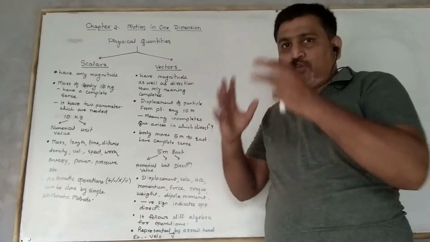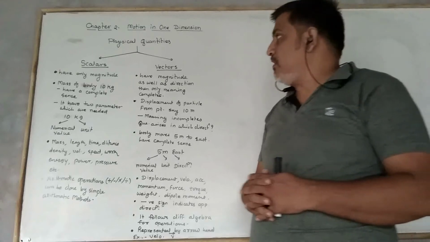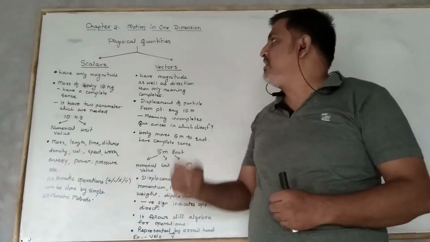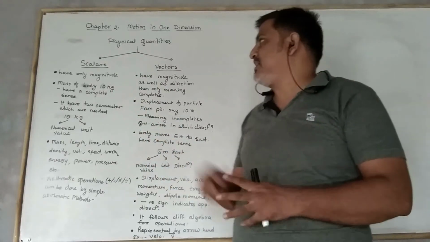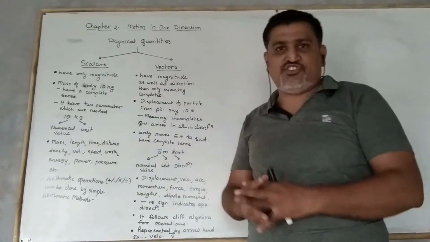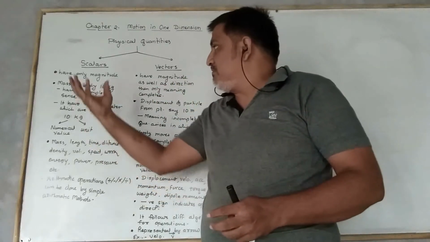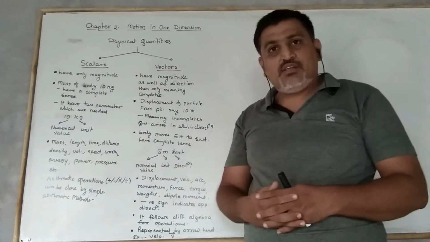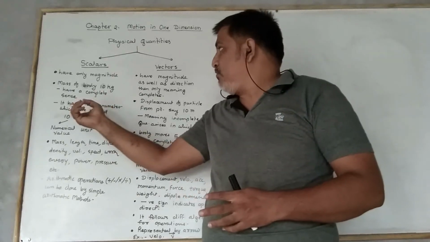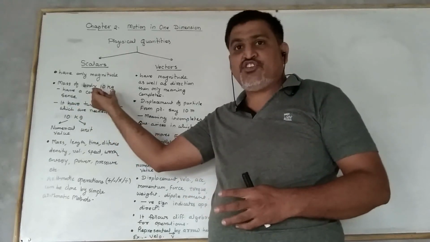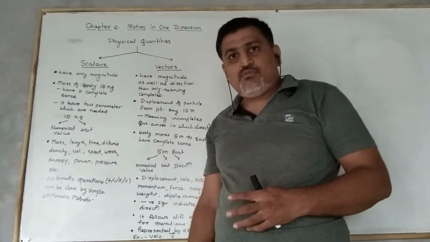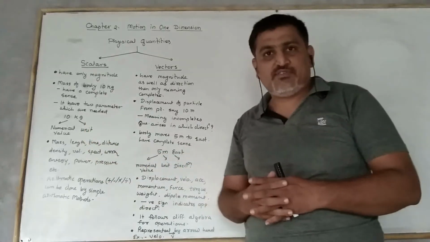Now let's see the discussion about scalar. I told you the definition. The physical quantity which has only a magnitude, with no need of direction, is known as a scalar quantity. Let's take an example. If the mass of a body is say 10 kg, then this statement, mass of the body 10 kg, has a complete sense. It has two parameters. 10 represents a numerical value while kg represents a unit.